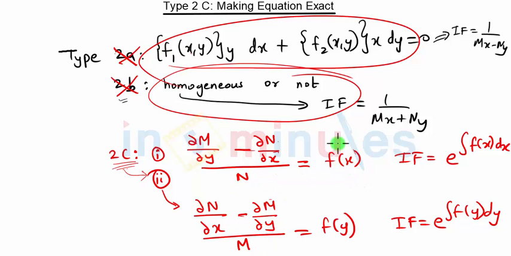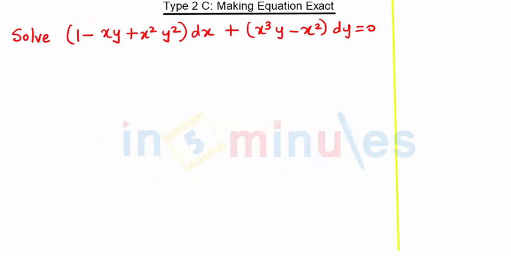If this is a function of x, then the integrating factor is given by this, and if this is a function of y, then the integrating factor is given by this. After finding the integrating factor, we multiply it by the given equation, and we again check the partial derivatives. The rest of the procedure remains the same. Now we are going to see the first problem of this type.